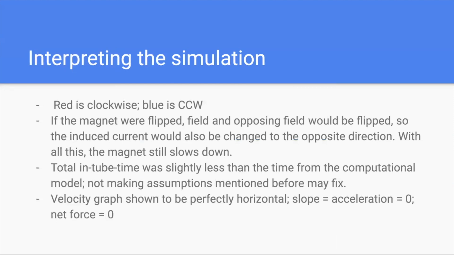So to interpret the simulation, red demonstrated a clockwise and blue demonstrated a counterclockwise current. And if the magnet were flipped, both the field and the opposing field would also be flipped. So the induced current would be changed to the opposite direction. But with all this, the magnet would still slow down as it falls through the tube.